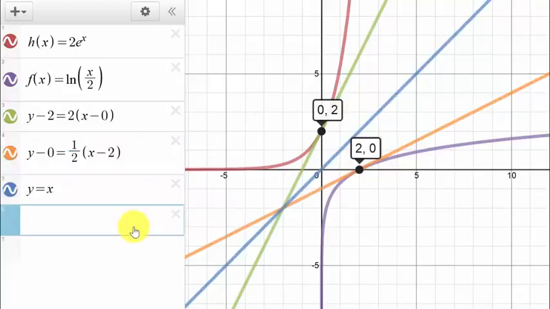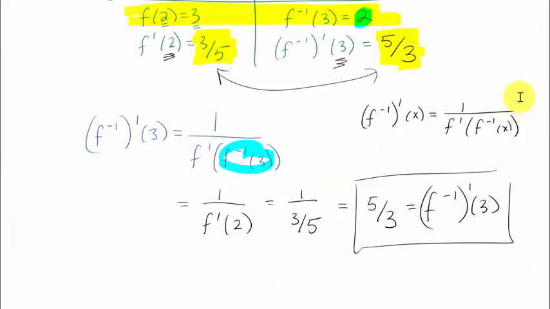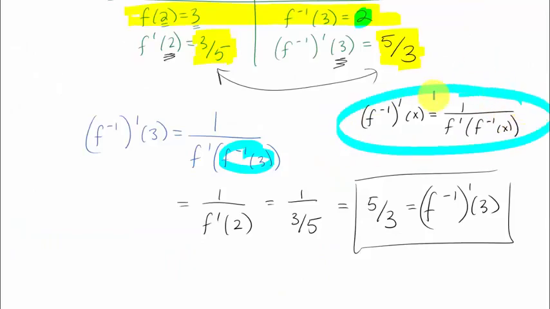I hope that helps illustrate what's going on. This is an important concept to know and understand, and if you understand where the derivation of this formula that we discussed comes from, it's going to be a lot easier to remember.